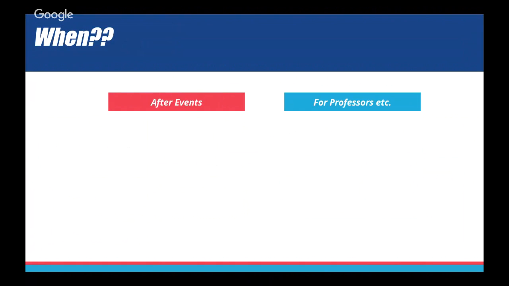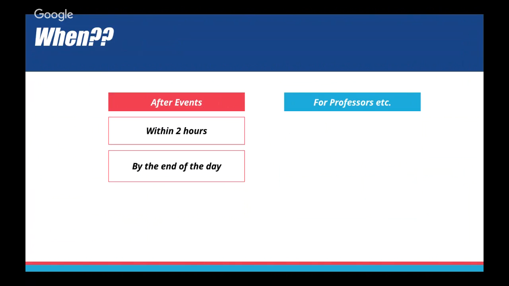A little bit of advice on when to send emails. For after events, I always recommend you aim for within 2 hours so that it's sitting nice in their inbox when they think about the event again. But at the minimum, send it by the end of that same day. Most students get home and start checking their email and doing homework around 9 p.m. or so, or earlier if they're responsible. So it'd be nice to have that sitting in their inbox. Students study and do work in the evenings.